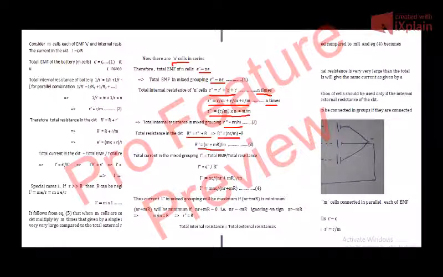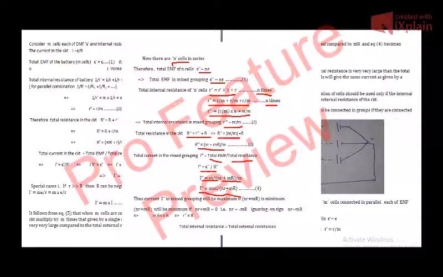So total current in the mixed groups I double dash will be total EMF by total resistance. That is I double dash is equal to E double dash by R double dash. That's I double dash is equal to N E divided by N R plus M R by M. This implies I double dash is equal to M N E divided by N R plus M R. So let us discuss here again special cases.